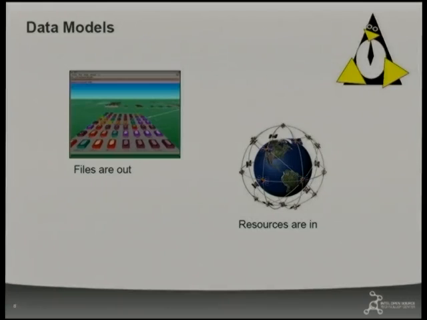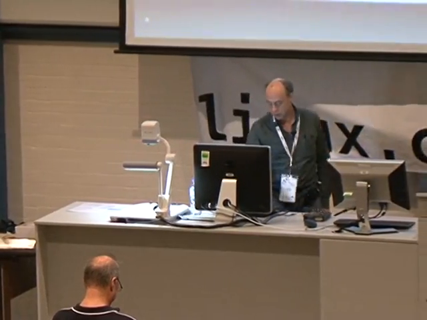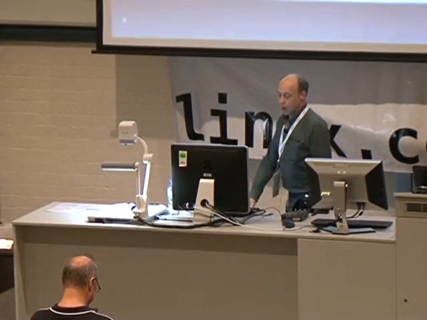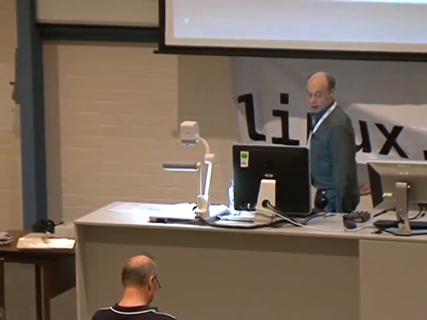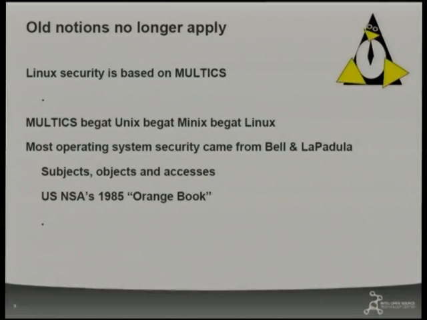This is a radical change from what operating systems have grown up with over the past 30 years. The old notions no longer apply. Linux security is based on Multics security. Multics begat Unix, which begat Minix, which begat Linux.